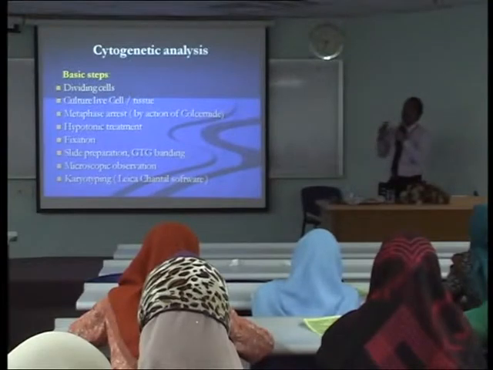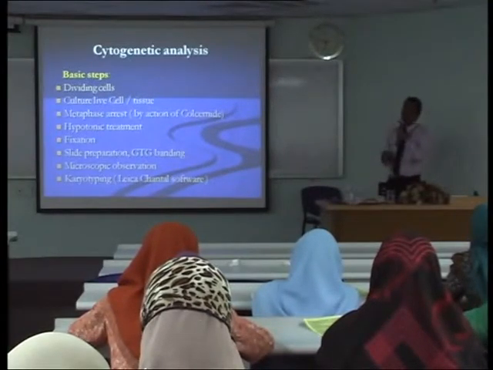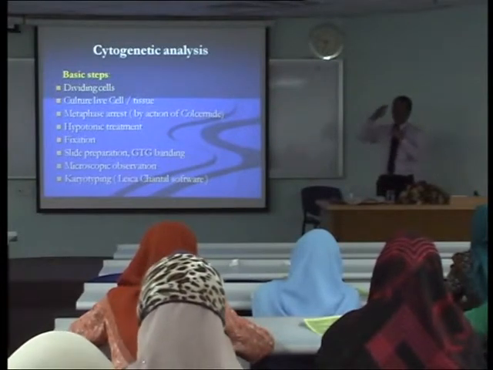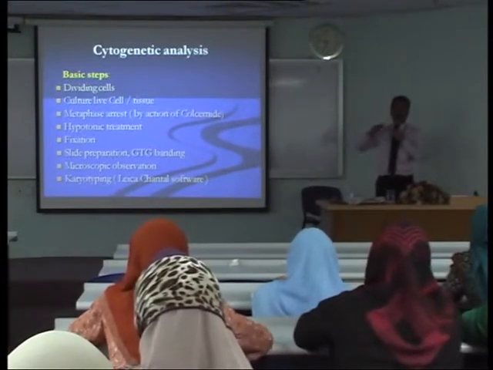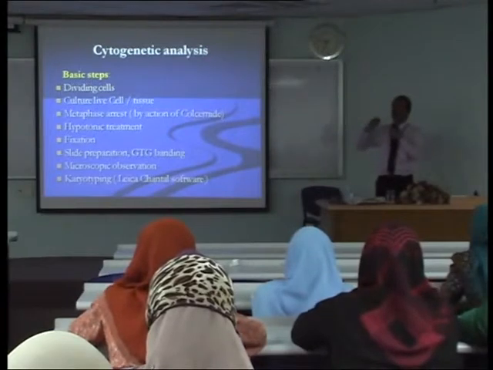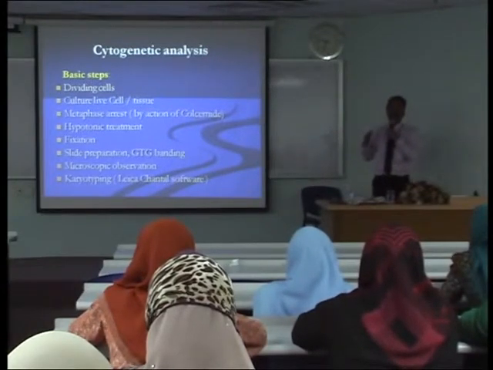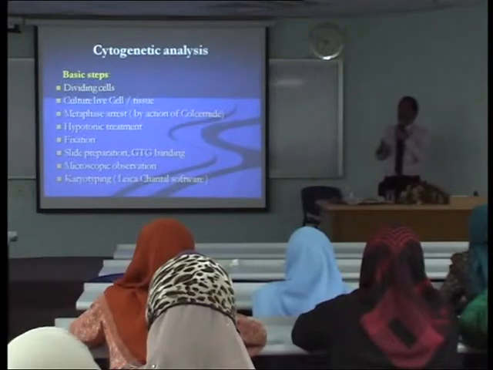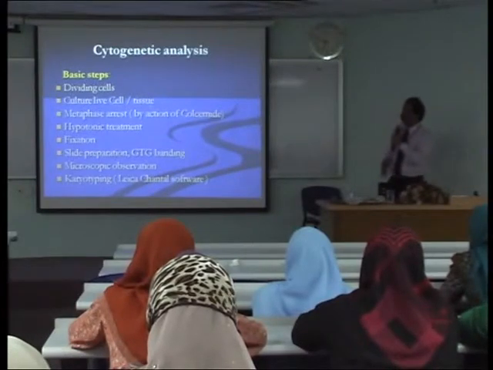For that, we have to arrest the dividing cells in the metaphase stage by adding a chemical called colcemid. That is a chemical which arrests the dividing cells in the metaphase stage. So all the dividing cells will be blocked in the metaphase stage, and we will get a lot of cells in the metaphase. So we can study the chromosome morphology very clearly.